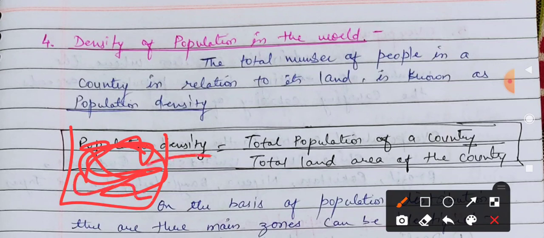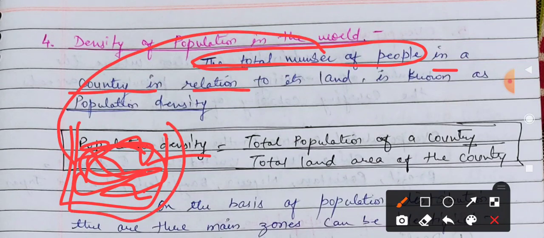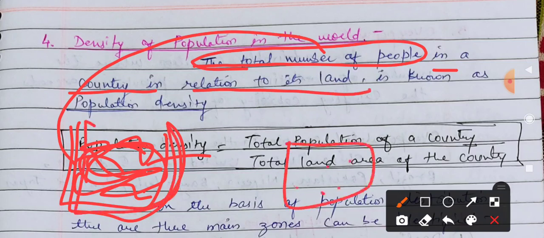In the same way, we take the total number of people in a country in relation to its area, that is, how many people are living in how much area. This relation between the area and the number of people is known as the population density. I hope it is clear.